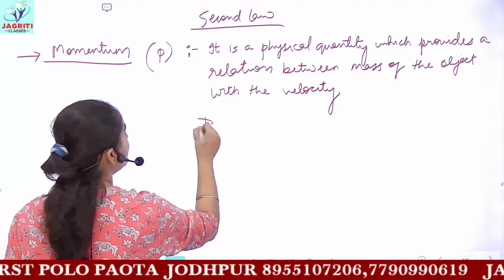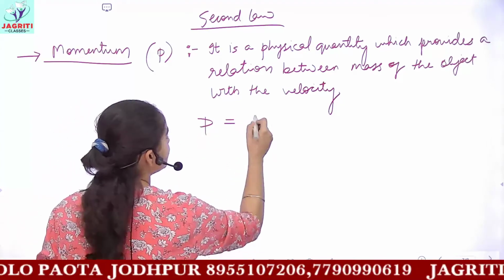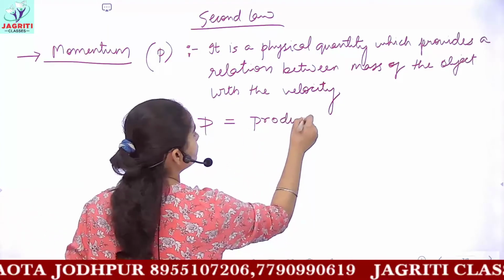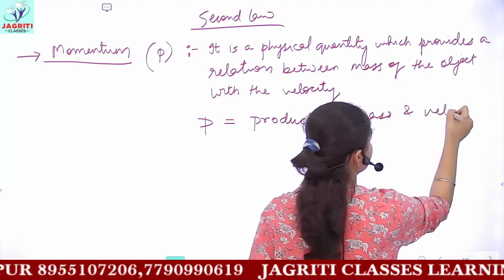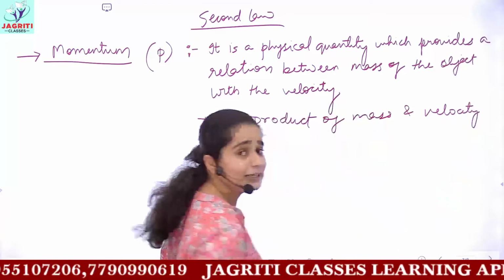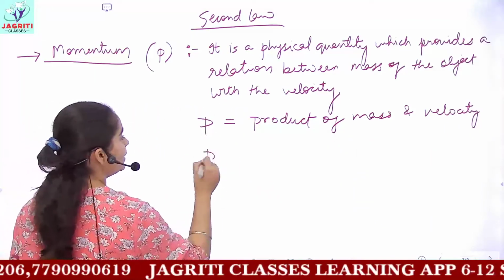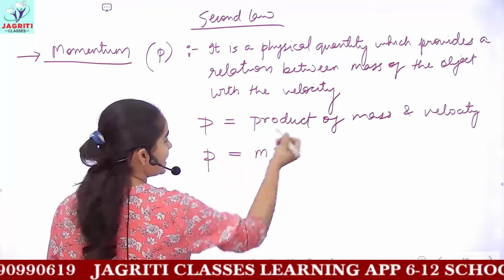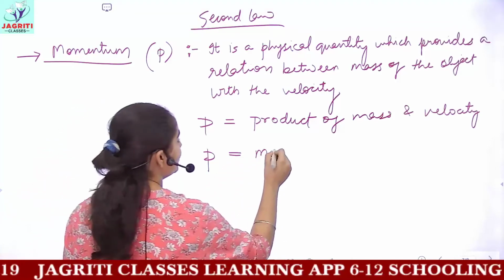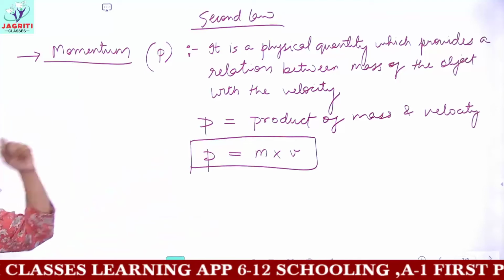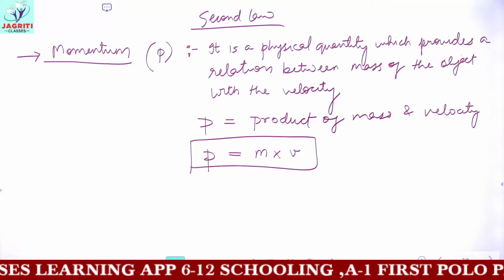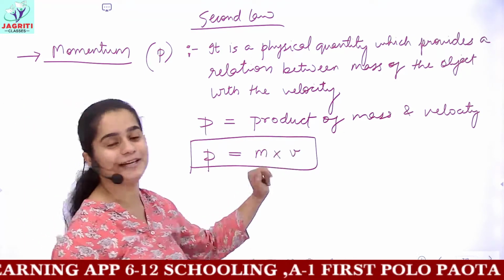And for the formula, what you have is momentum can be written as the product of mass and velocity. And product means you have to multiply both the parameters. So momentum P would be equal to, mass is denoted by small m and velocity is small v. So the formula for momentum is m into v. Okay, m multiplied by v gives you the value of momentum here.